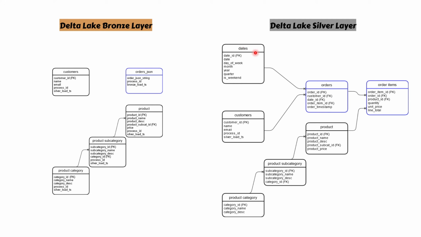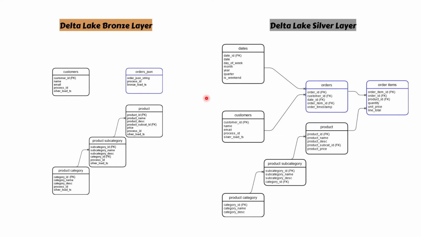I've added a dates table, which can either be sourced from your existing systems or generated directly in silver if needed. Another key transformation that was done in silver is normalizing the order JSON table into two separate tables, orders and order items. The orders table stores one record per order with order-level attributes, while the order items table contains one record for each product within a specific order.